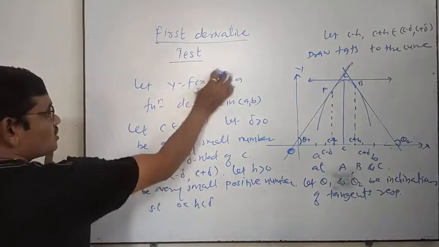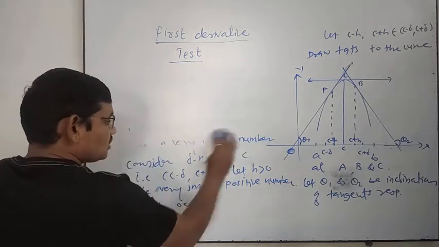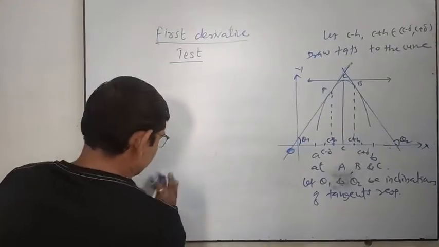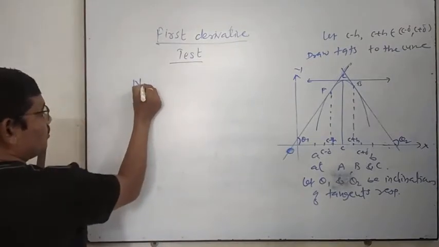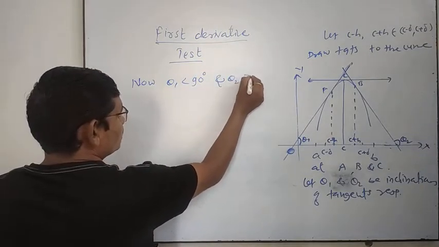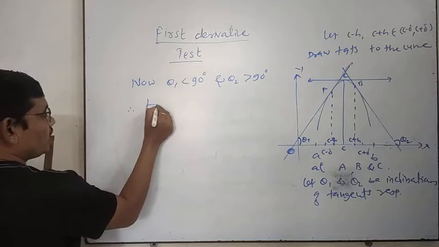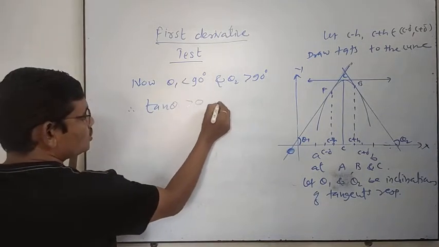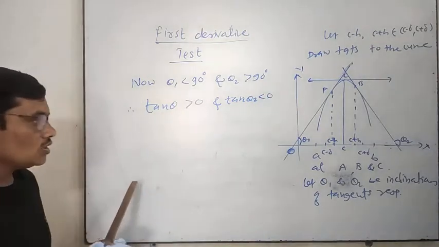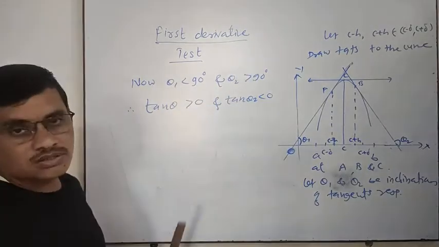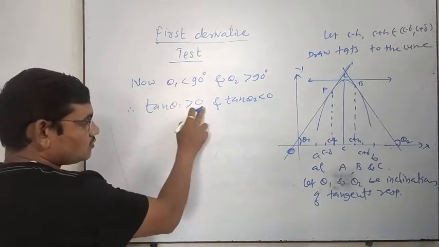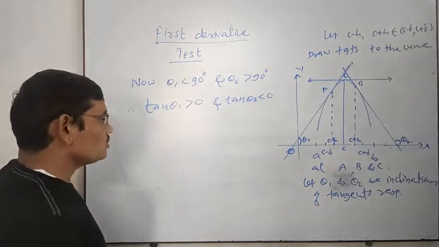Now from figure see, theta 1 is acute angle, means less than 90 degree, and theta 2 is obtuse angle, means greater than 90 degree. Now theta 1 is less than 90 degree and theta 2 is greater than 90 degree, and therefore tan theta 1 is greater than 0 and tan theta 2 is less than 0. So we know this is in first quadrant and this is in second quadrant. And in first quadrant tan theta is greater than 0 and in second quadrant it is less than 0.